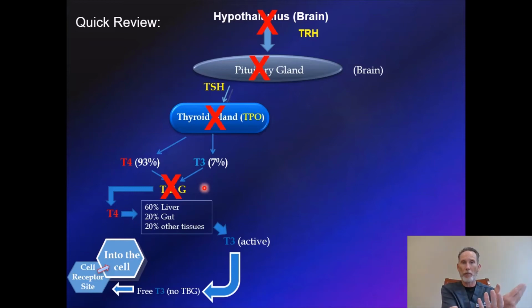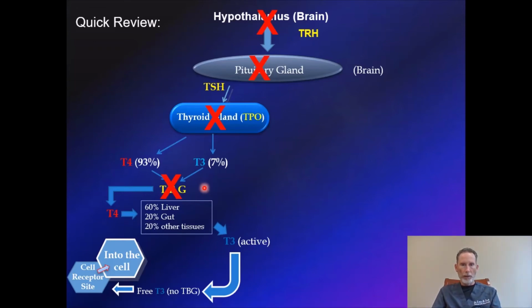It's like another cab comes by, picks it up before it actually ever gets to go into the cell. The most common reason why your thyroid binding globulin will be off is because of other hormone imbalances, like too high of testosterone or too high of estrogen.